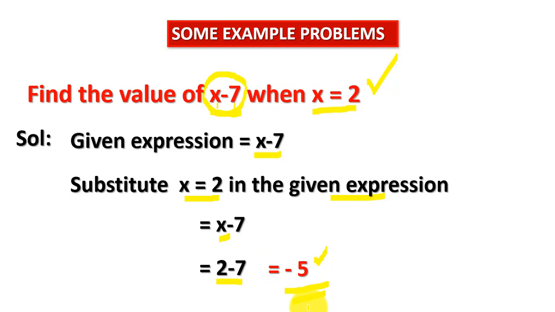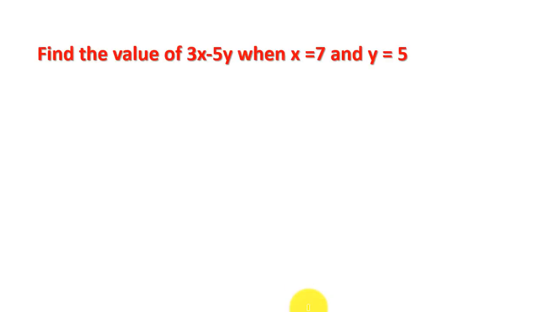Okay. And next one. Find the value of 3x minus 5y when x equal to 7 and y equal to 5. Here in this case I taken two variables. 3x minus 5y. X and y both are variables here. Solution. No need to worry about that. Whatever the values has given, whatever the expression is there, substitute that given values in the expression. Automatically you can get the value.